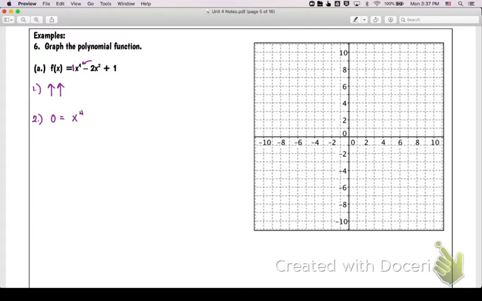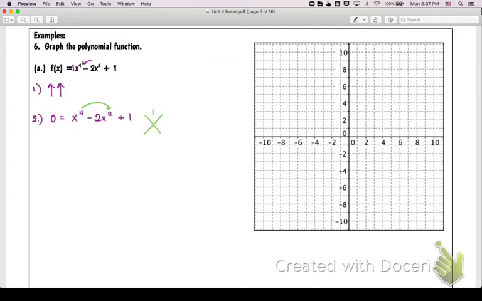Next step, x-intercepts. We want to set the function f of x equal to 0. So where does 0 equal x to the 4th minus 2x squared plus 1? Well, I noticed that I only have 3 terms, so I need to check if this is quadratic in form. It is, because half of 4 is 2. That's what we're trying to see. So we can treat this like a quadratic.